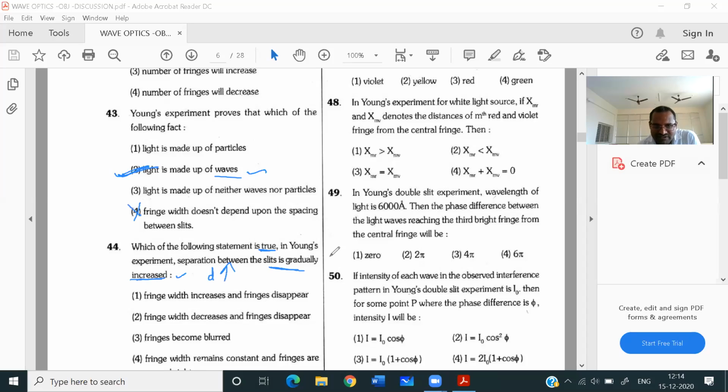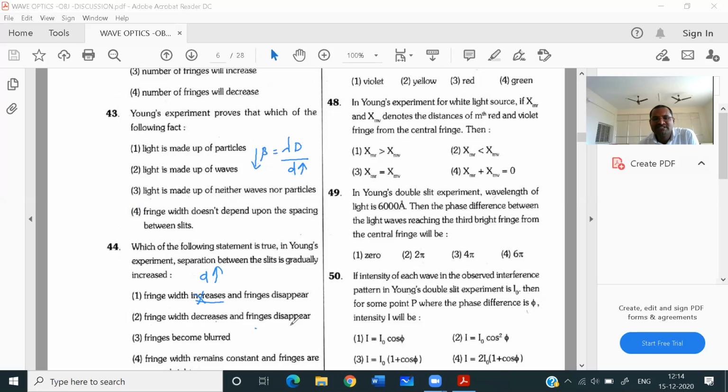So what is the fringe width formula? The fringe width formula is lambda capital D by small d. Do you remember this? Yes. Can you see? I'll write one more time. Fringe width beta is equal to lambda capital D by small d. Correct? Yes. So as small d is increasing, the denominator increases, then fringe width decreases. They are saying that fringe width is increasing, so wrong.